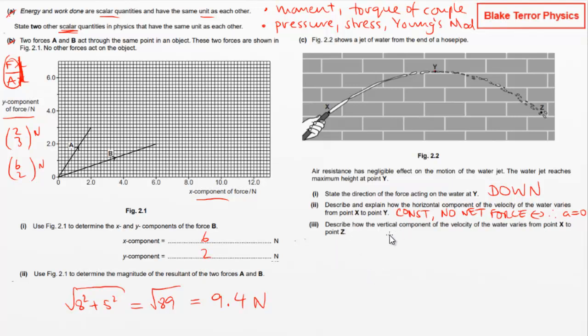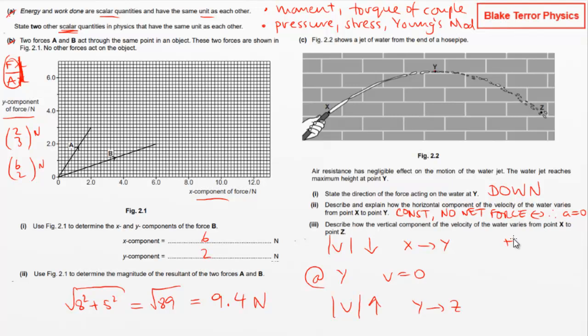Describe how the vertical component of the velocity of the water varies from point X to point Z. Right, okay, so as it goes from one side to the other, well, at Y V equals 0. We know that bit. On the way up, you can put signs in, but I'm going to say the magnitude. The magnitude of V decreases from X to Y. And you could put in something like it's positive and decreasing. So you could have positive on there, but you have to decide then which way is going to be up. But then we can say the magnitude of V increases from Y to Z.